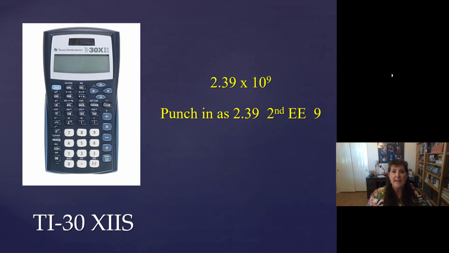So you're going to punch this in, 2.39. Go up to the upper left and hit the blue second button. Then you can hit the x to the -1 button that has EE above it. And then hit the 9. So 2.39, second function EE 9. This is the TI-30X2S.